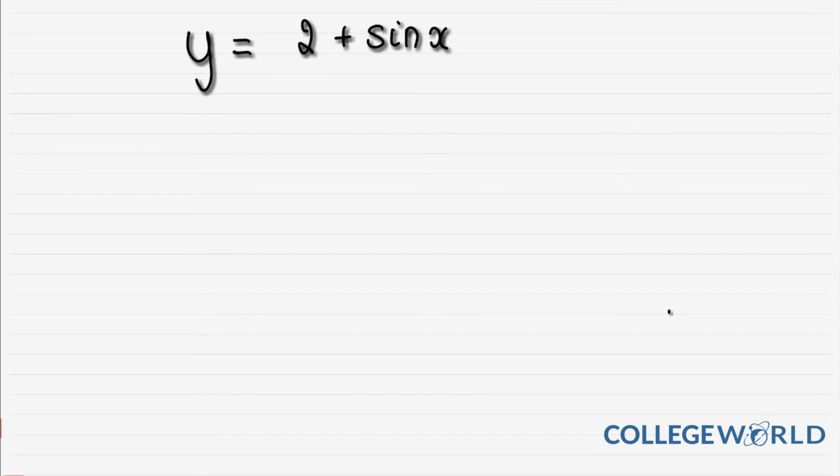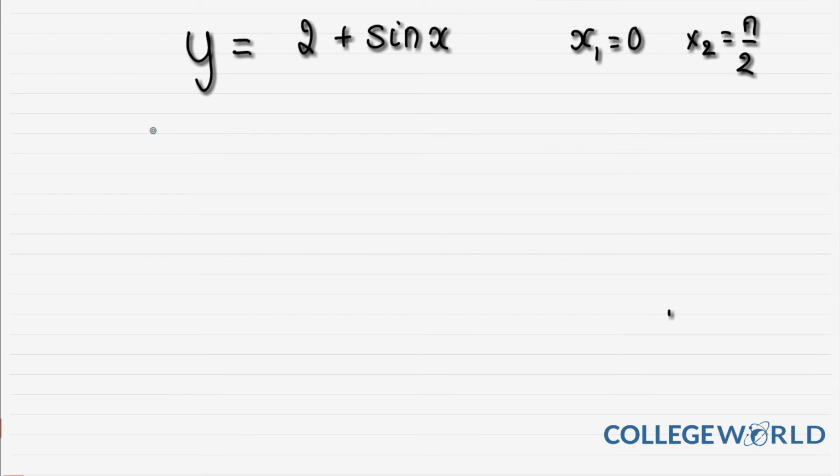I'm going to give you an example. The example states: let y equal 2 plus sine x, and the boundaries are x1 is 0 and x2 is pi over 2. The first part of the question says find its area.